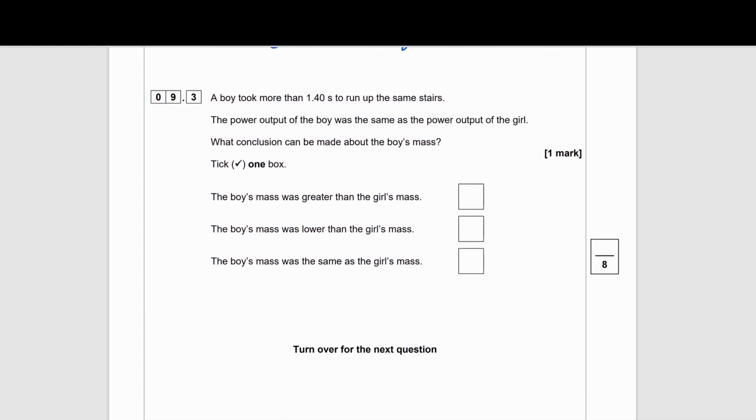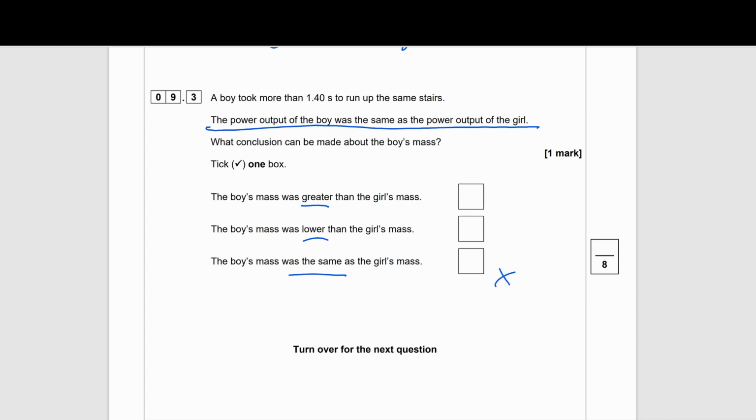9.3. A boy took more than 1.40 seconds to run up the same stairs. The power output of the boy was the same as the power output of the girl. What conclusion can be made about the boy's mass? Mass greater, mass lower, mass the same. Well, we know definitely it cannot be the same. Why? Because if it was the same and the power output was the same, then it would be the same time. So it cannot be that.